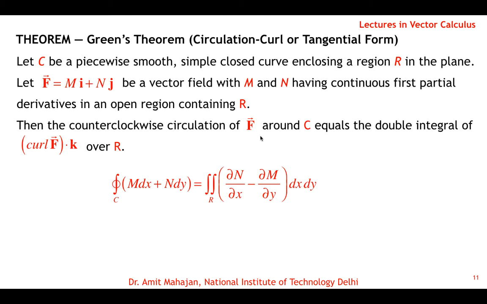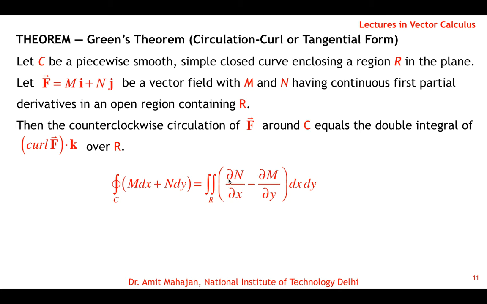And it says that the integral of M dx plus N dy over the curve is the integral over the region R of the partial derivative of N with respect to x minus the partial derivative of M with respect to y, dx dy. Okay, the N derivative x minus M derivative y is the circulation density of the vector field F.